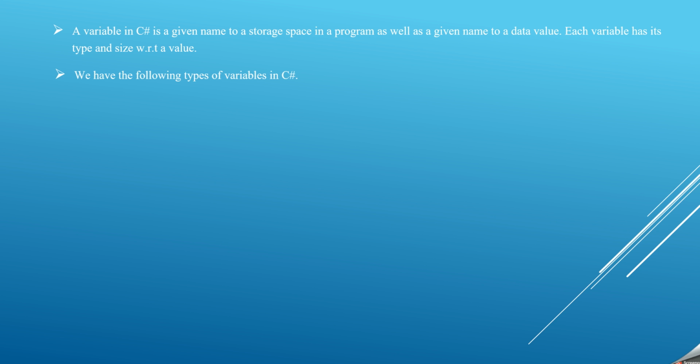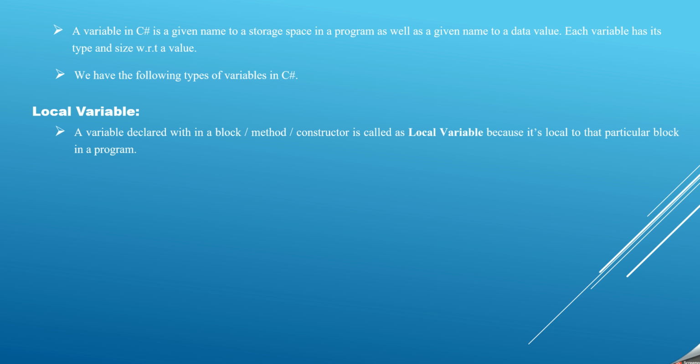We have some types of variables that we are going to discuss one by one, and the first one is the local variable. It tells about a variable which is declared inside a particular block, and that block might be a method or a constructor. That variable is called a local variable. Why is it local? Because it is only available, accessible or operable within that block. It won't be taken into consideration outside of that block.